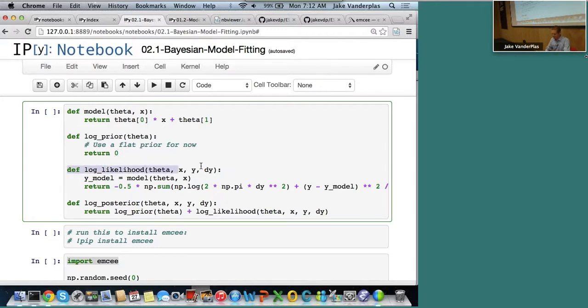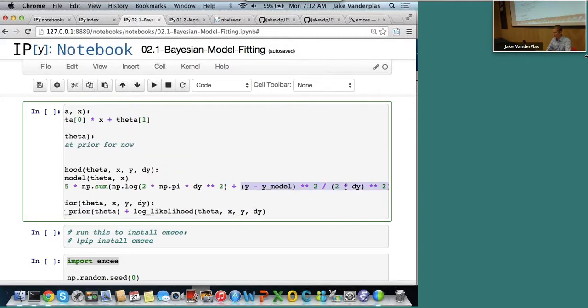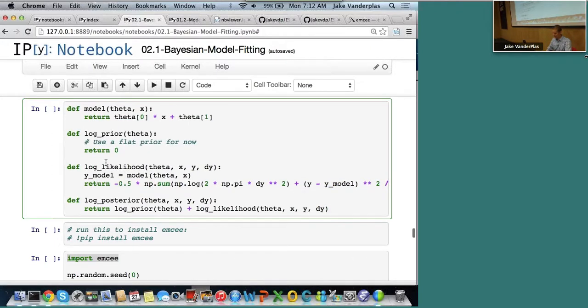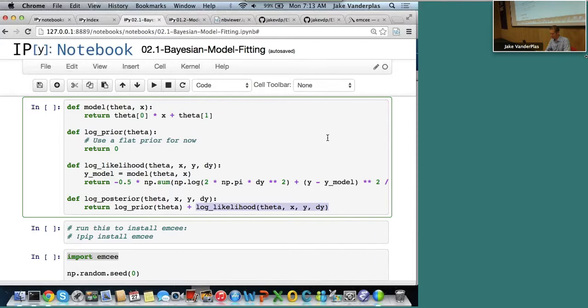Then we're going to define the log likelihood. So this probably looks familiar too. This is just the log of what we computed before. You have minus 0.5 times the sum of this thing that's out front involving 1 over 2 root 2 pi sigma, and then the y minus y model squared over 2 times the error squared. So that's our log likelihood. And then the log posterior is just the log of the prior plus the log of the likelihood, right? The multiplication turns into addition when we take the logarithm.